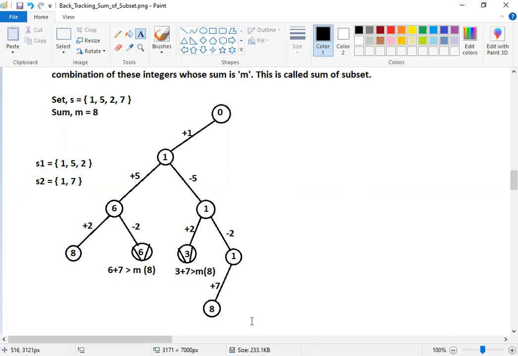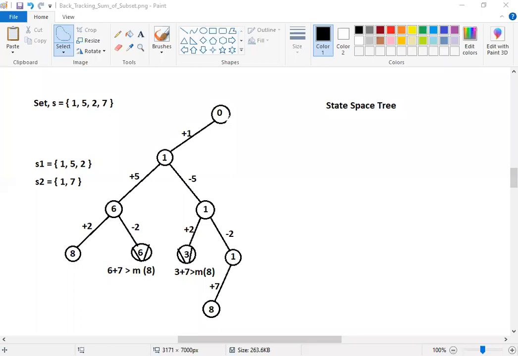Just a moment, students. Let me try to show you one more screen. Now, what we have seen is that we started from the 0th node, and in the given set we had 1, 5, 2, 7. So 1 was the first element in the set. So we considered 1, that is including 1, we traversed on the left child of 0.